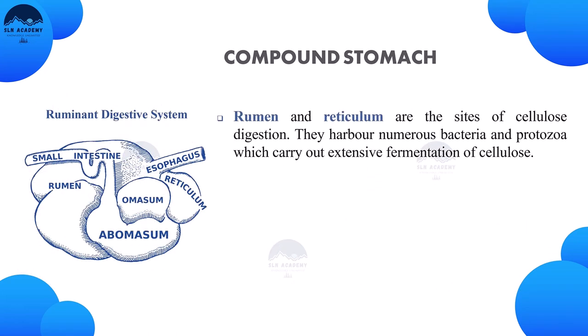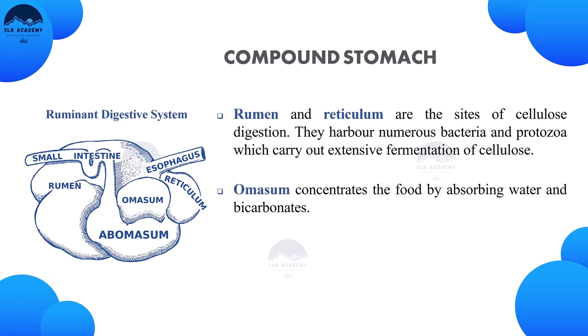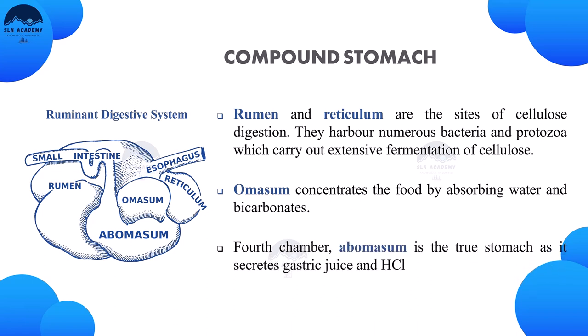Rumen and reticulum are the sites of cellulose digestion. They harbor numerous bacteria and protozoa which carry out extensive fermentation of cellulose. Omasum concentrates the food by absorbing water and bicarbonates. Fourth chamber, abomasum, is the true stomach as it secretes gastric juice and hydrochloric acid.